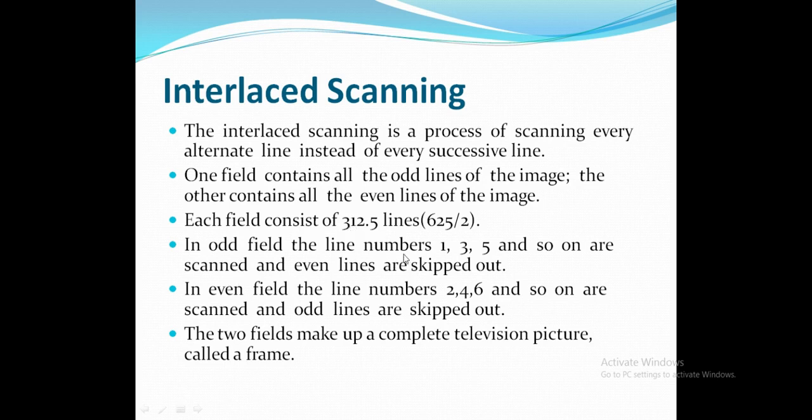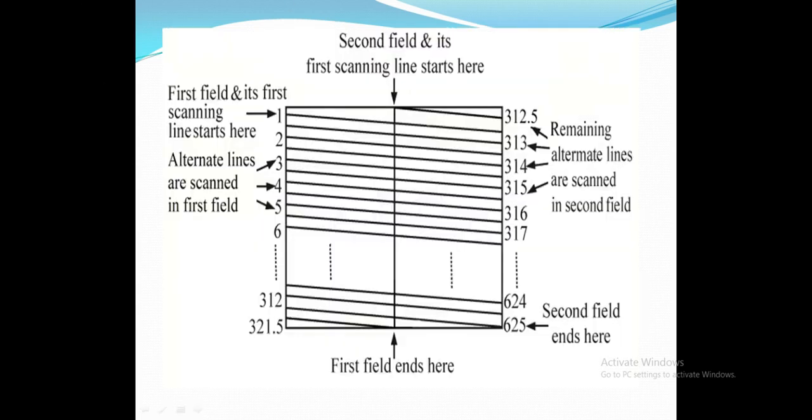In the odd field the line numbers are 1, 3, 5, 7 and so on, and are scanned, and even lines are skipped at that time. In the even field the lines are 2, 4, 6, 8, 10 and so on, that will be scanned. At that time odd lines will be skipped out. So here the two fields make up a complete television picture called a frame, okay.